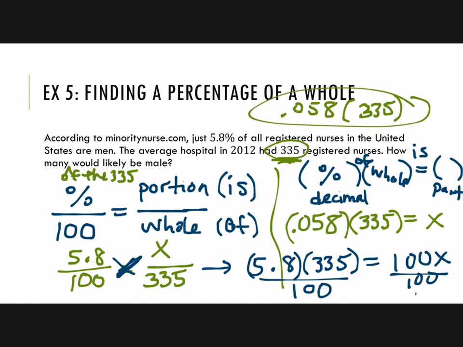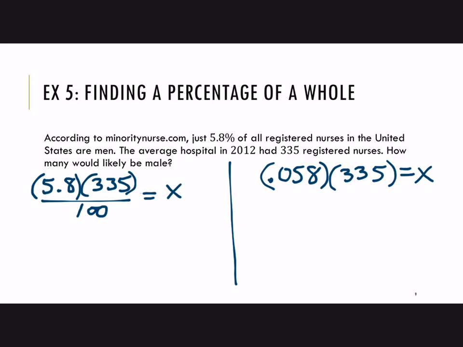Okay, let me just pause there and clean this up a little bit. Alright, so I've just recopied these. On the left hand side, this is your proportion. So we could simplify that using a calculator to see what x is. You definitely want to keep a calculator handy for this section. So 5.8 times 335 divided by 100 is 19.43. And then on the right, if you multiply, you do get the same thing.